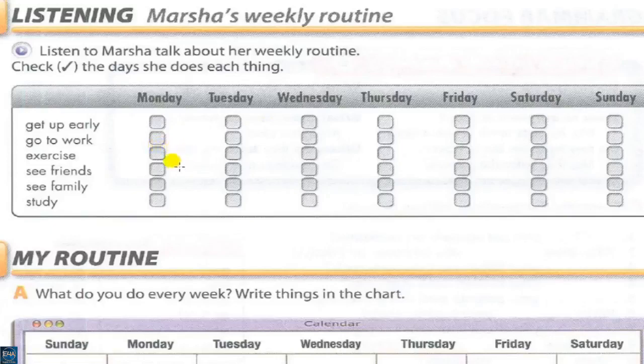Yes, but not every day. I swim 3 times a week, on Mondays, Tuesdays, and Thursdays. Oh, and I also play tennis on Saturdays after work. So I exercise 4 days a week. What about the rest of the weekend? When do you see your friends and family? Let's see. I see friends on Fridays and Saturdays, and that's in the evening. And I visit my family on Sundays. When do you study? Every day. Wow, you're really busy.